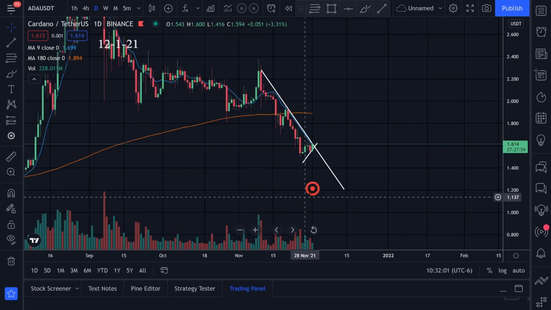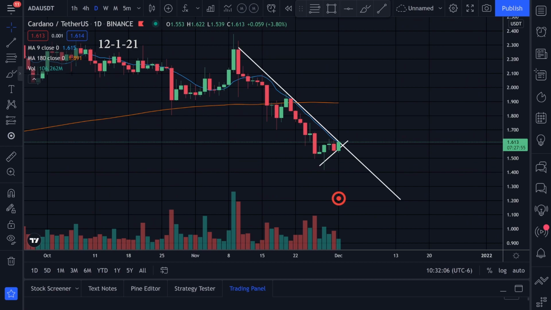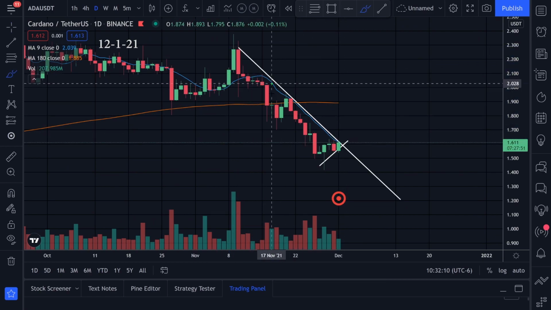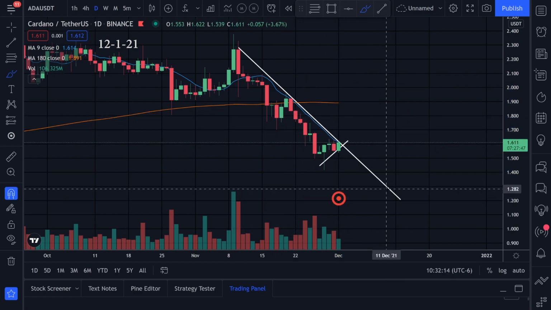Let's take a look at the chart action for ADA or Cardano. So let's see. In the last video, I was looking at this resistance or this downtrend, something like this. And I was saying until we break this downtrend going to the upside, I'm targeting like 112, 110, somewhere around there. And it looks like we're getting support right now.